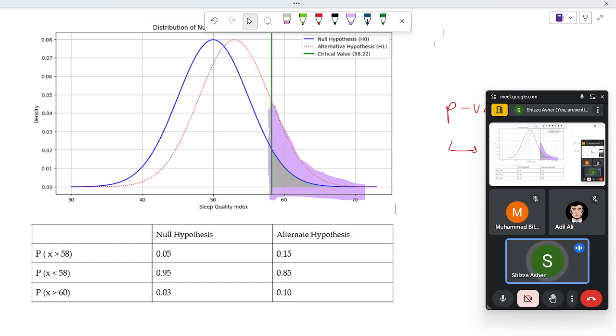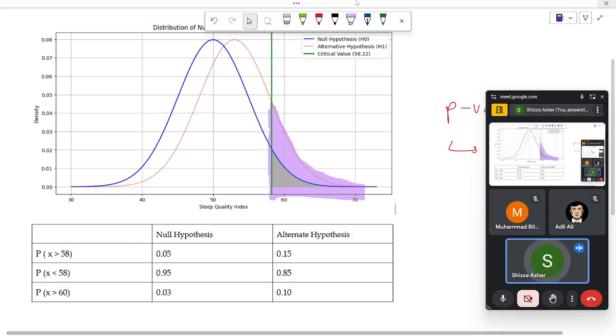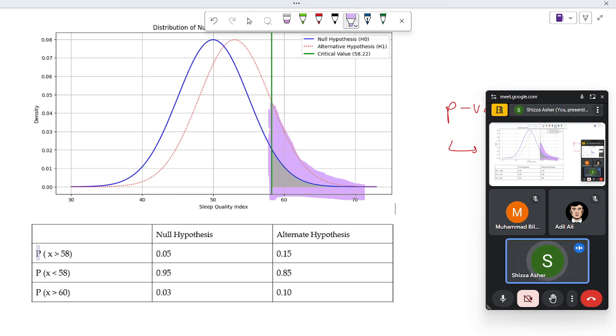All right, can someone answer this for me now? Do we have an estimate for our power? 15%. Excellent. That's exactly the answer that we were looking for. So Bilal, you got it right. Because essentially I have given you this value here. The probability that x is greater than 58 under the null hypothesis is 0.15. Are there any questions at this point?